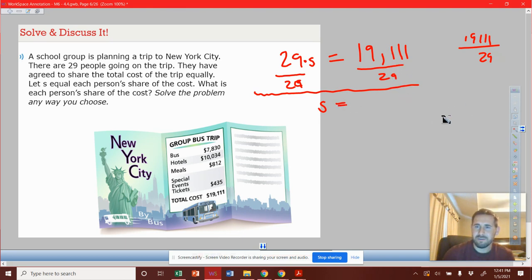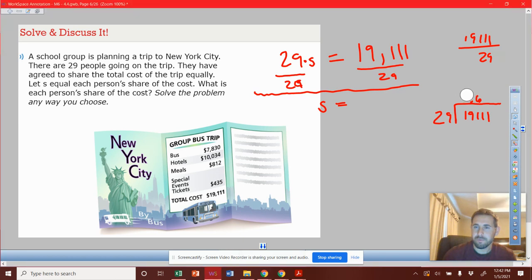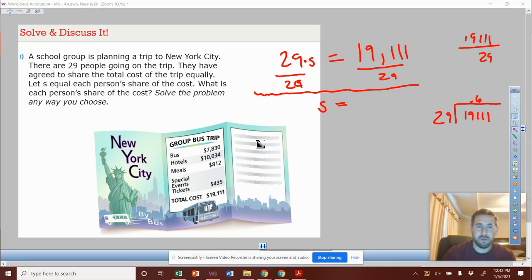So we can do our long division. 1, 9, 1, 1, 1. How many 29s go into 1? 0. How many 29s go into 19? 0. How many 29s go into 191? I'm going to say 6. Sorry, that 0 is so bad. There's 0, so we don't really need it. So I'm going to say 6.